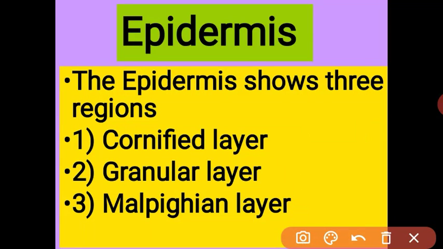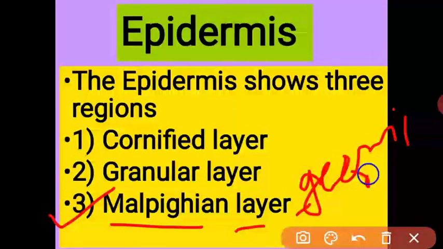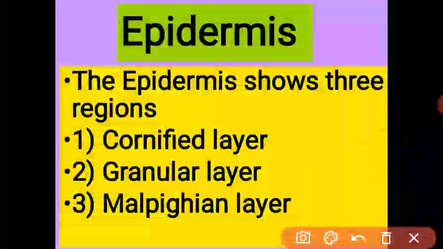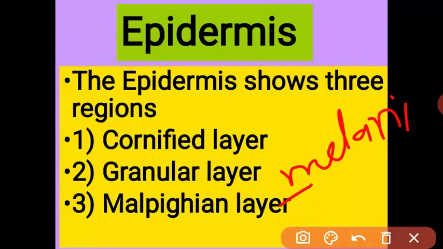The next important layer of the epidermis is the Malpighian layer. The Malpighian layer is also called the germinative layer. This layer is very important because the coloration of the skin is due to this layer. Why? Because the pigment is present in this layer. It's called the melanin pigment. Due to this pigment, our body has a color.